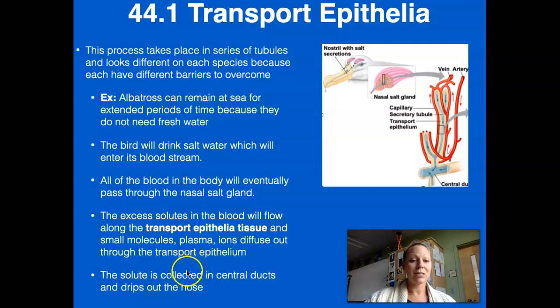And so the solute is collected in the central ducts, and the bird doesn't dehydrate because it drips the very, very salty water out of its nose, which is really interesting, which is why it can drink the salty seawater and not dehydrate. If we drink the salty seawater, something very different happens, but we'll talk about that later.